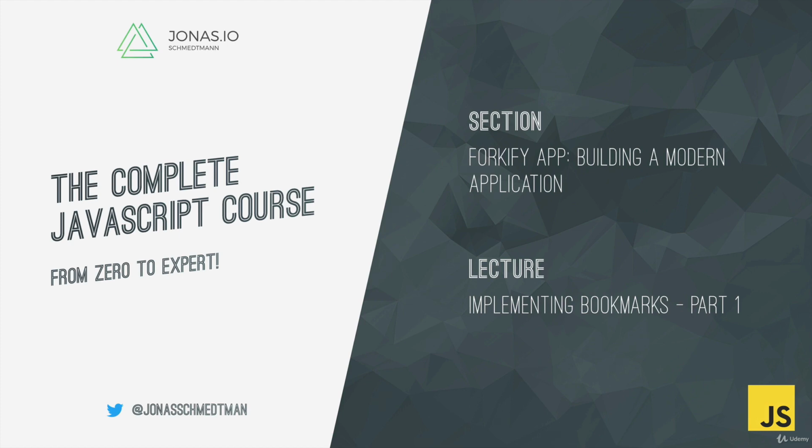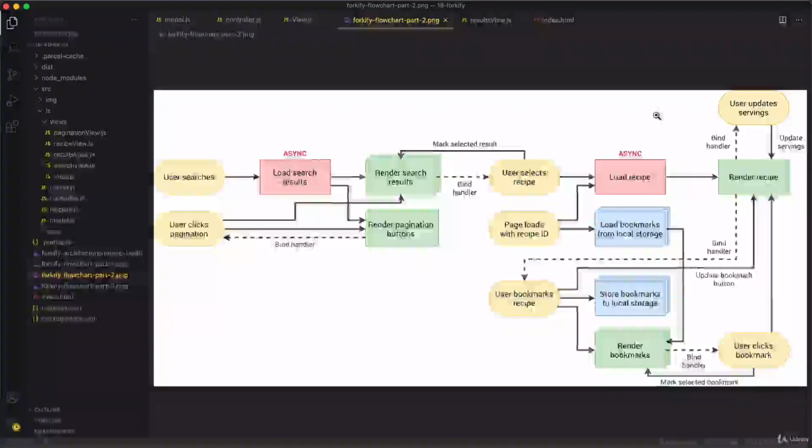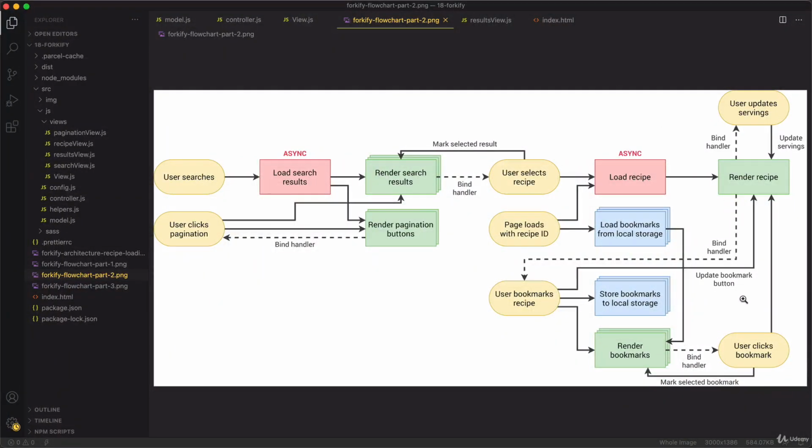Now, the next part of this project is going to be implementing bookmarks, and so that's what we will do in this lecture and the next one. Okay, and let's start again with a look at our flowchart here. In this video, we will simply be adding a handler to the recipe so that the user can bookmark the recipe. And then that will re-render or update the recipe with the bookmark button updated.